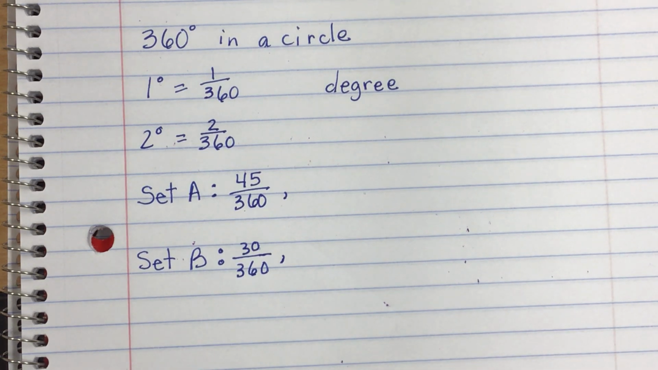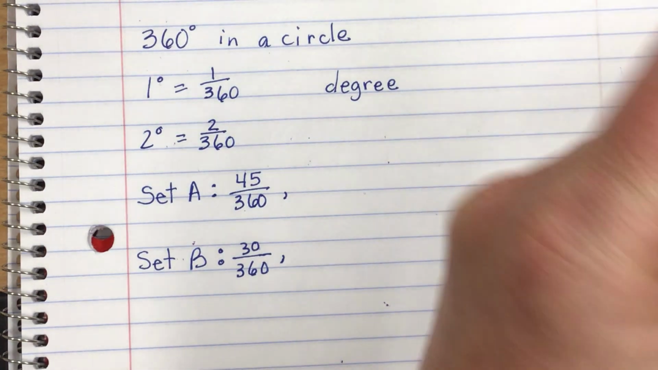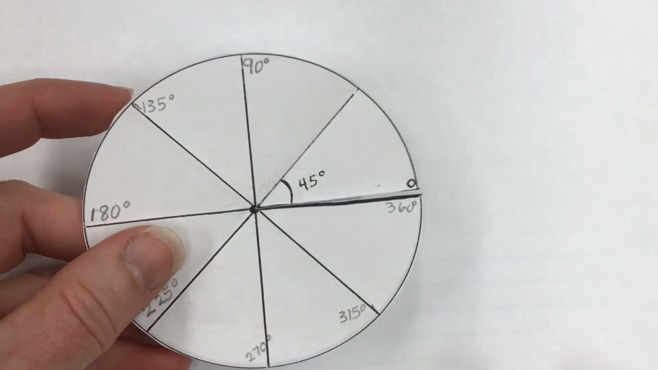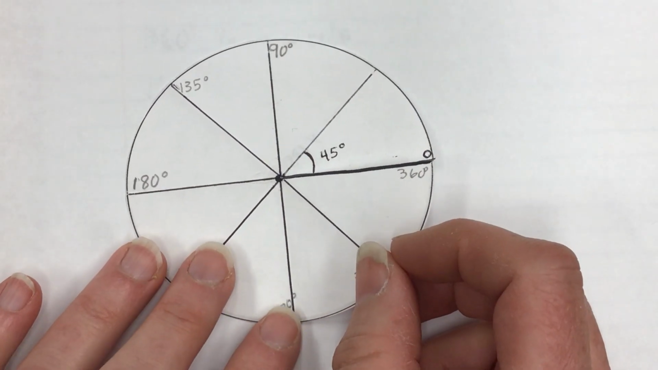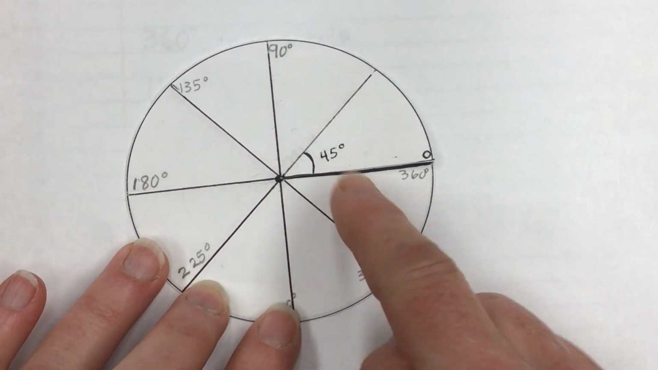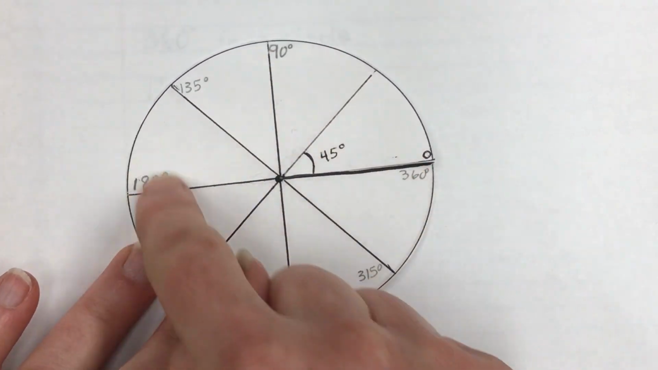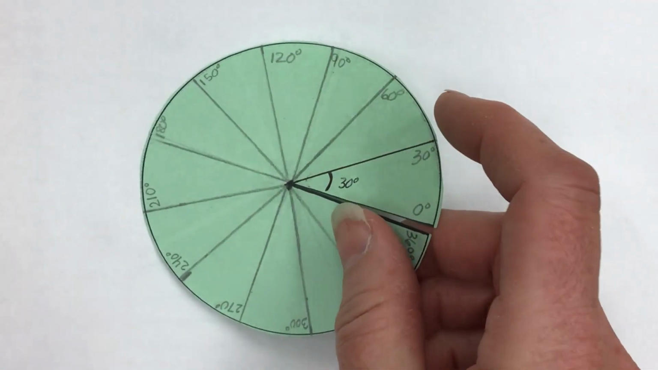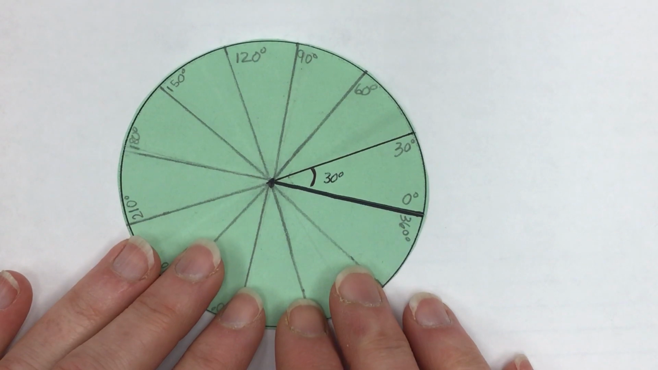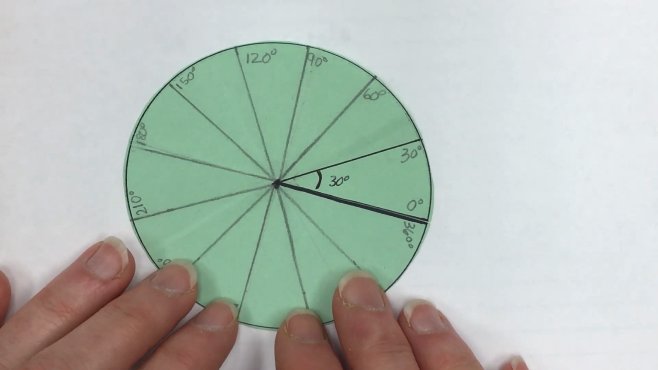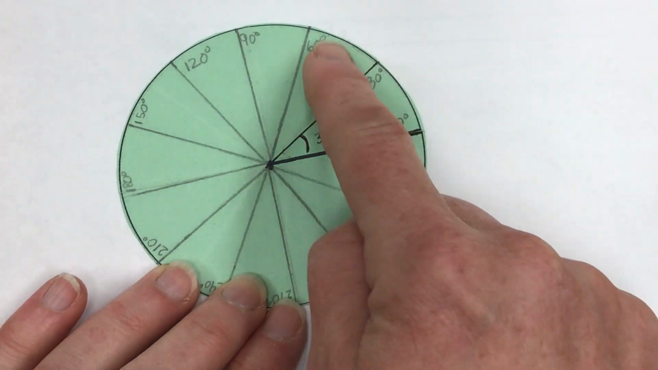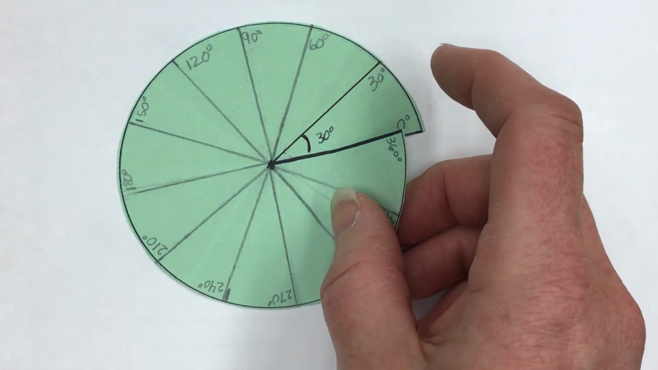And then it asks you to think back to our circle that we had. How many 45-degree angles did it take to make a whole turn, to go from here to here? How many 45 degrees did we have? You might pause it and count. And then for 7, how many 30-degree angles does it take to make a full turn? So we went from here all the way around. How many 30 degrees did it take to make a full turn?